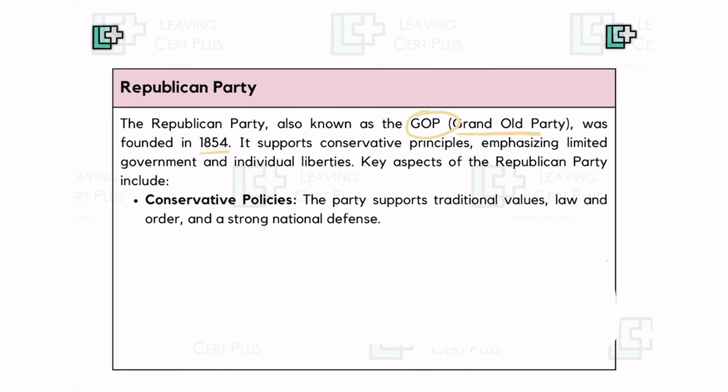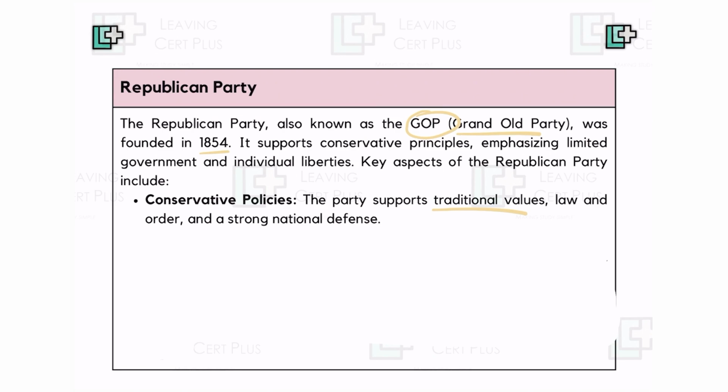We look at the Republicans then, also known as the GOP, the Grand Old Party, and it was founded in 1854, around 20 odd years after the Democratic Party. It supports conservative principles. It emphasises limited government and individual liberties. Let's look at, I suppose, really at what that means. So they support traditional values, law and order, and a strong national defense.